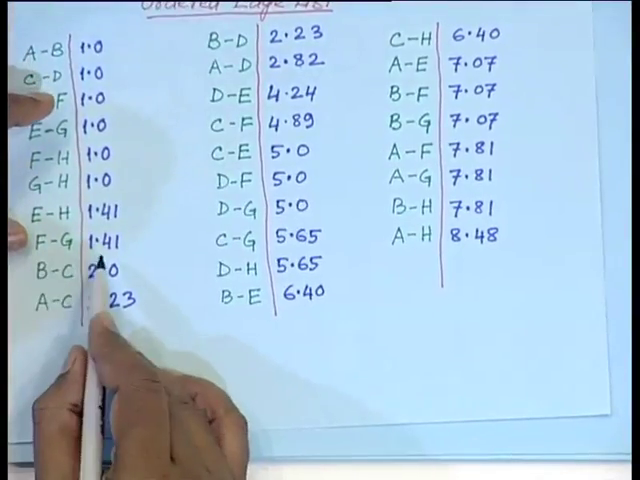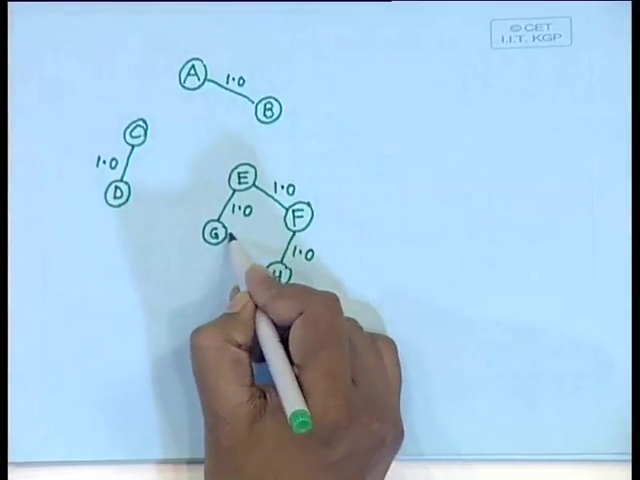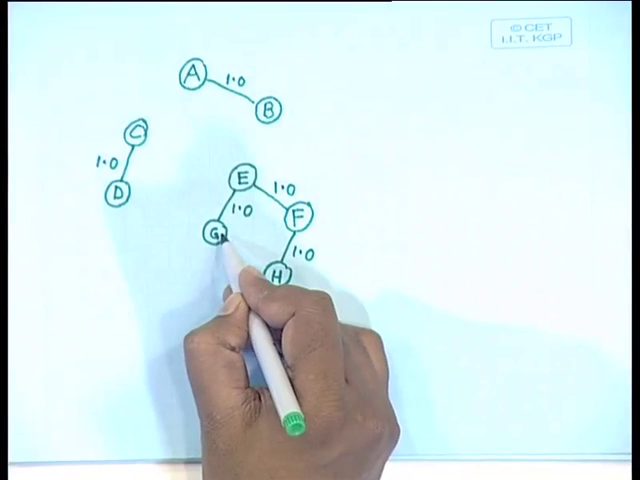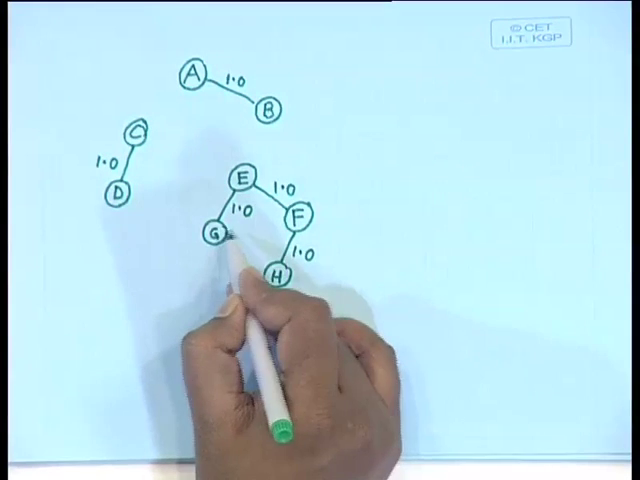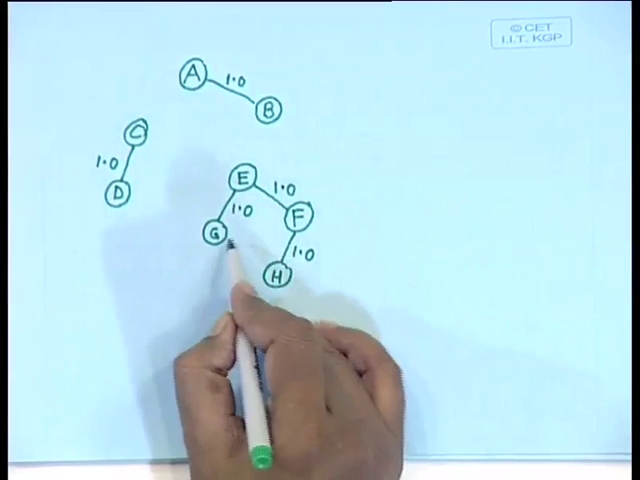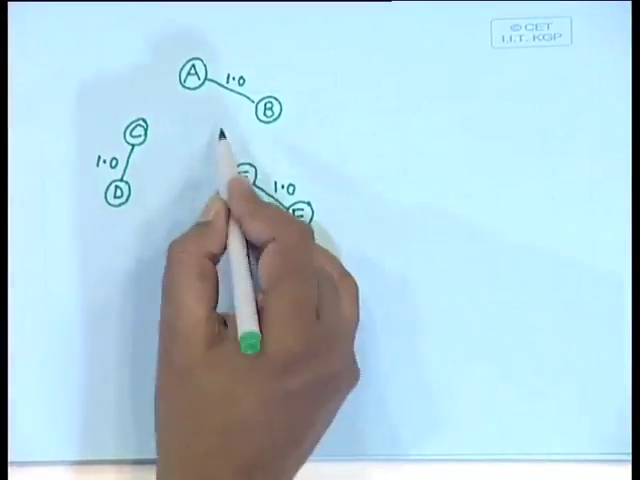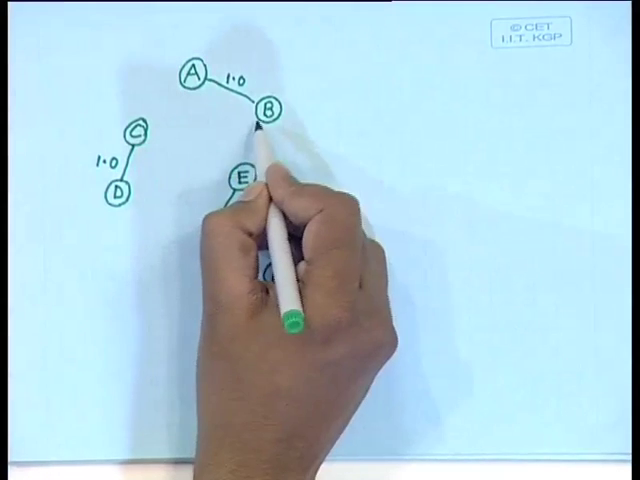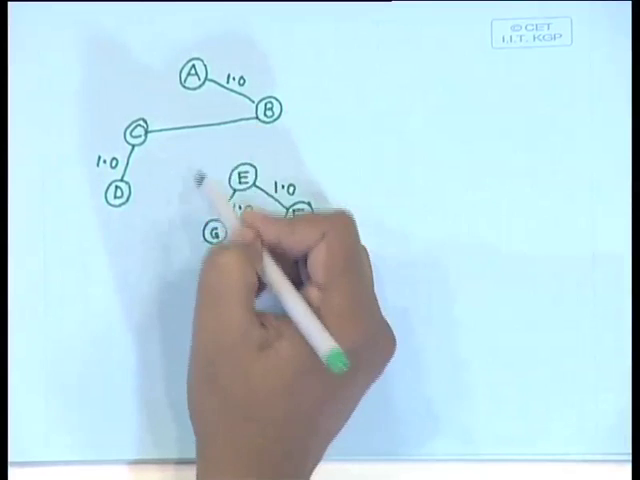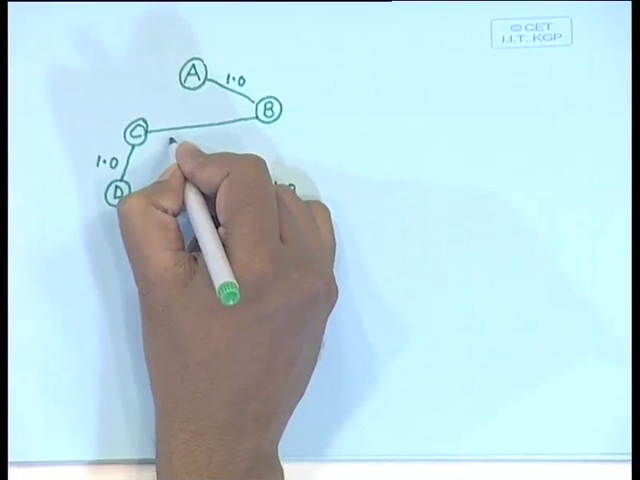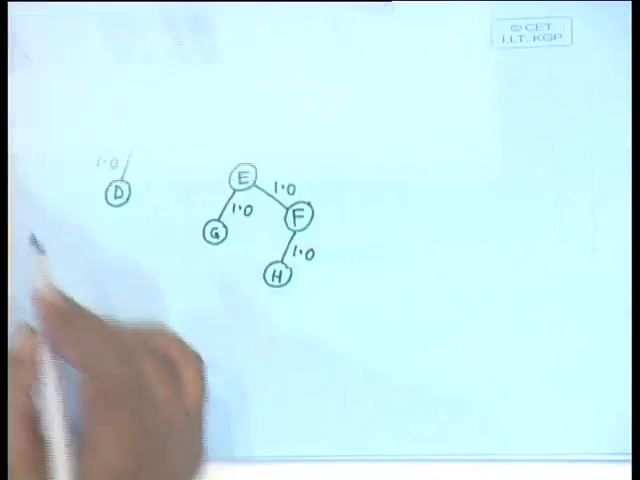Next, what I have is F G. Okay. So, here you find that if I consider this edge F G, because both the nodes are already there in one existing tree, this will form a cycle. So, I should not consider this edge at all. Okay. The next one is B C. So, you find that C is in one tree, B is in another tree. So, I should connect these two trees using this edge B C, and the weight of this edge B C is 2.0.